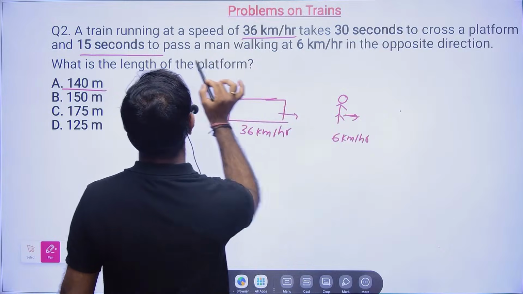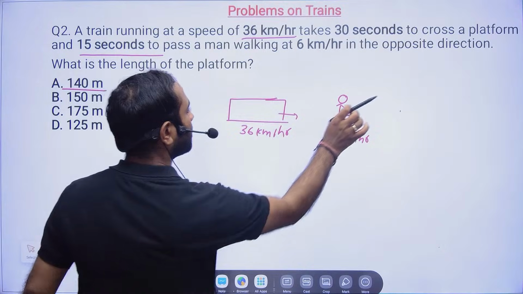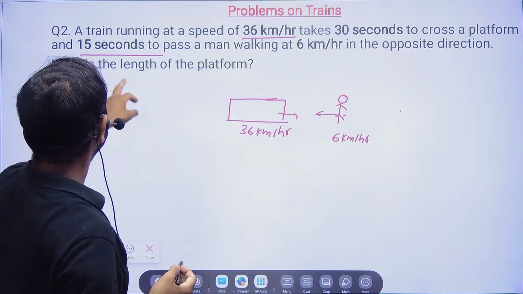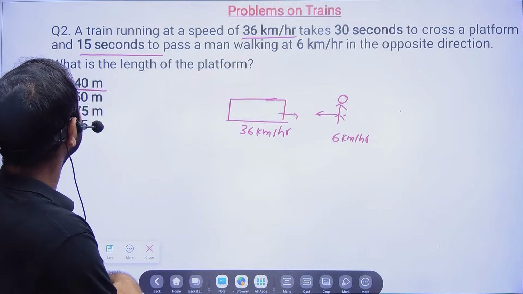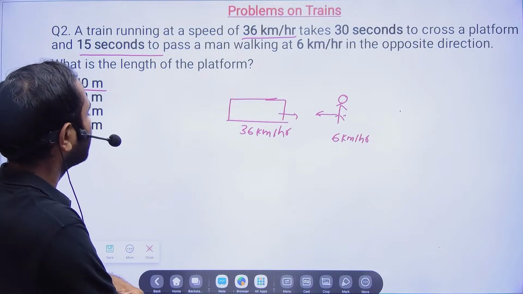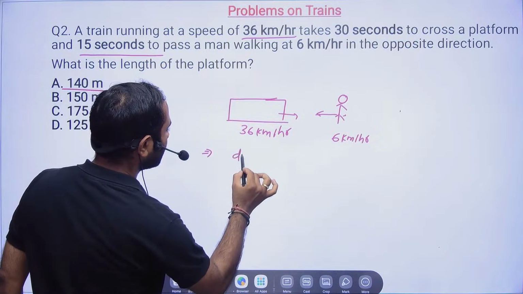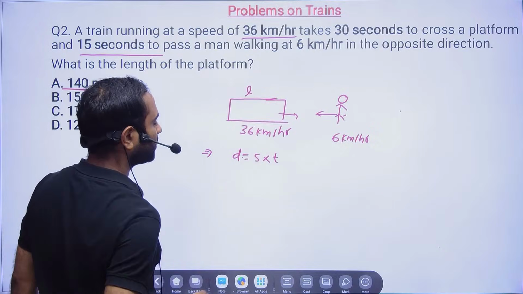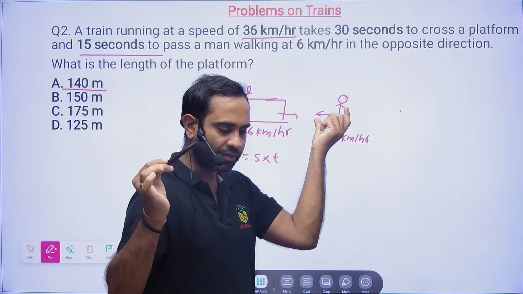In the same, in the opposite direction. So here it is. So 15 seconds to pass a man walking at 6 kilometer per hour in the opposite direction. Correct? A train running takes 30 seconds to cross a platform, fine, in the opposite direction. Now here what you will do, my dear friends, distance will be equal to speed into time. Correct? So this is nothing but the length of the train, right? So the length of the train is L, because the person's length will be equal to 0.